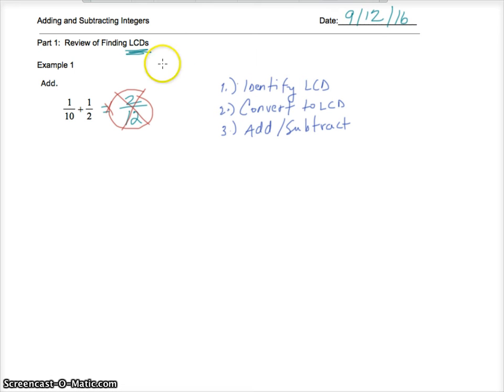Alright, so the first thing we need to do is to find our least common denominator. Well, when we add and subtract fractions, our denominators have to be the same. So 10 and 2 are not the same, so we need to make them the same. A common denominator is just a common multiple. So what is a common multiple between 10 and 2? That would actually be 10. So our LCD is going to be 10.